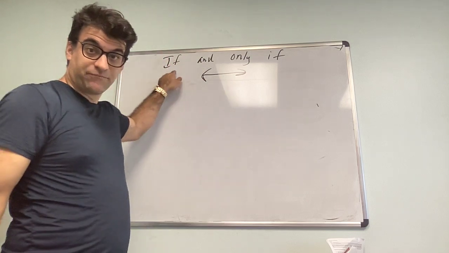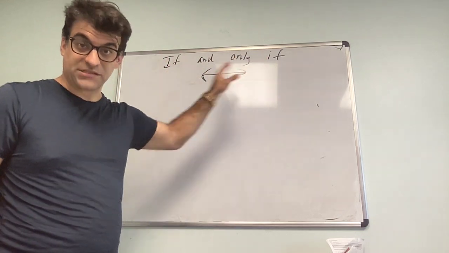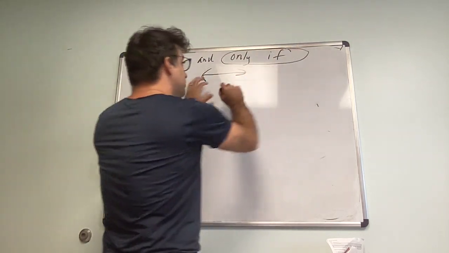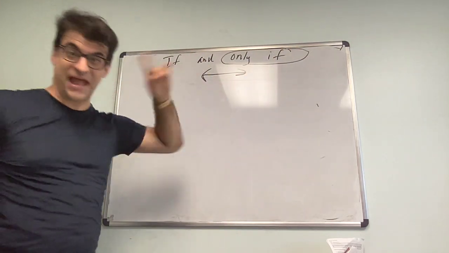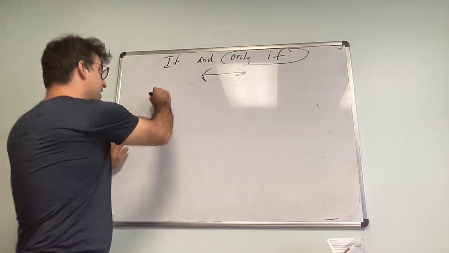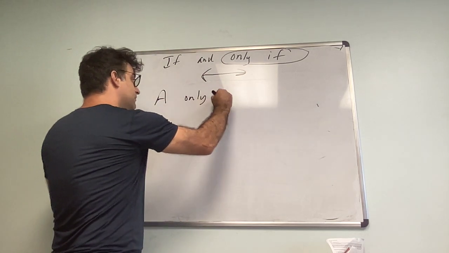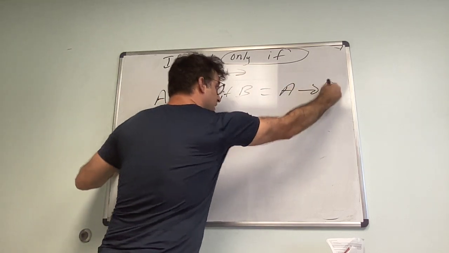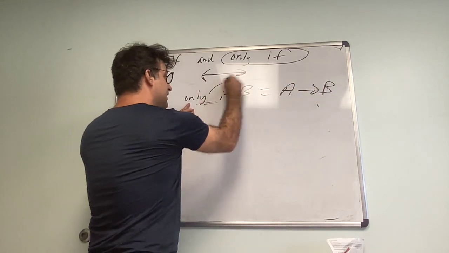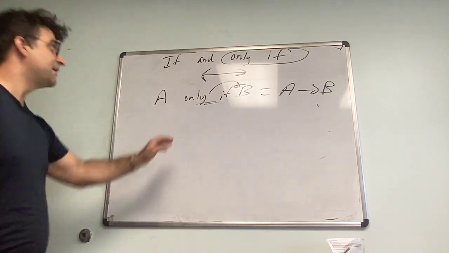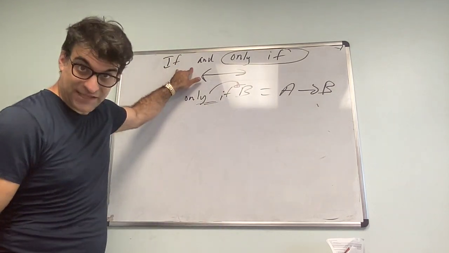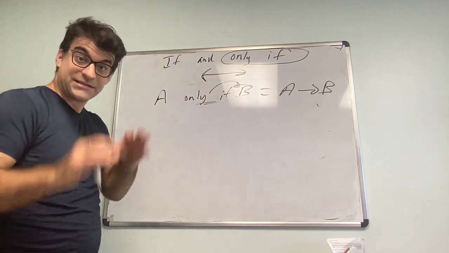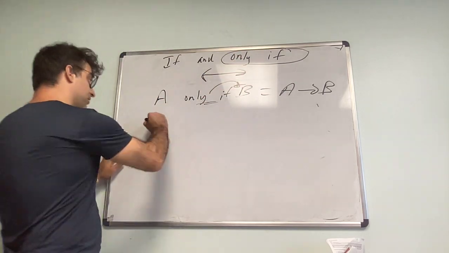Now for some reason, a common mistake is that students see only if alone and do the double arrow. That's wrong. A only if B is A arrow B. Only if by itself indicates the consequent. That's why if, which indicates antecedent, and only if, which indicates consequent, together make the double arrow, right?